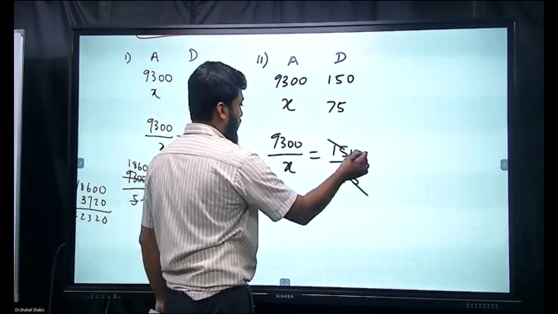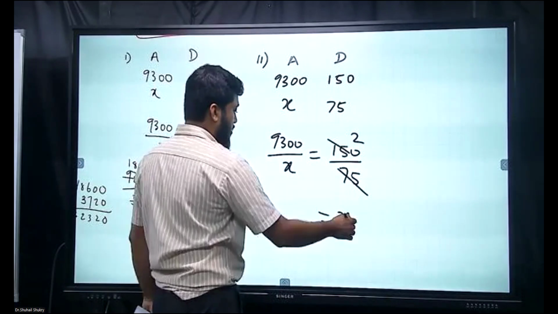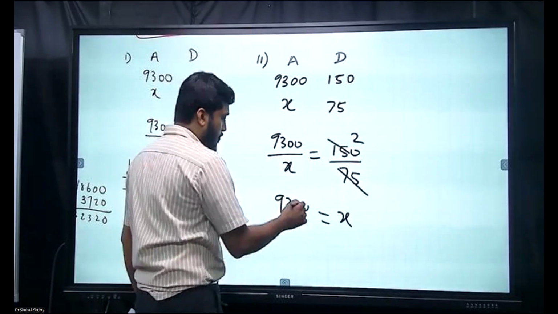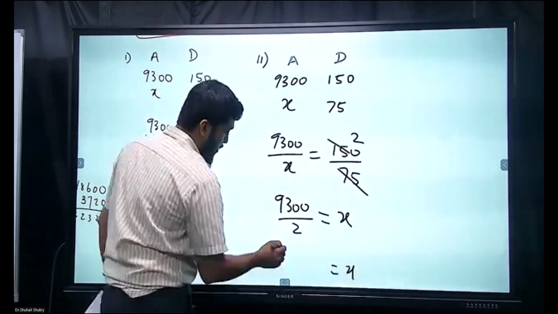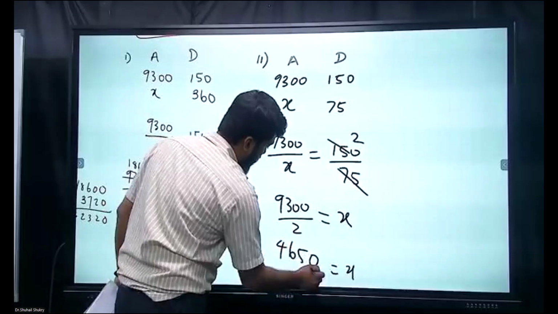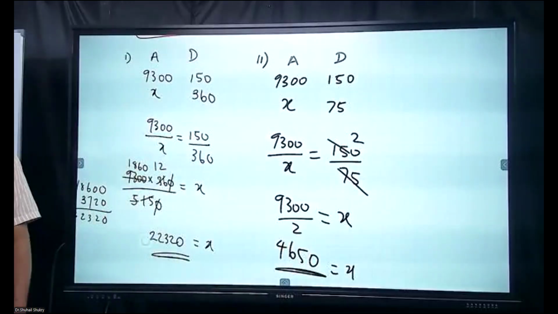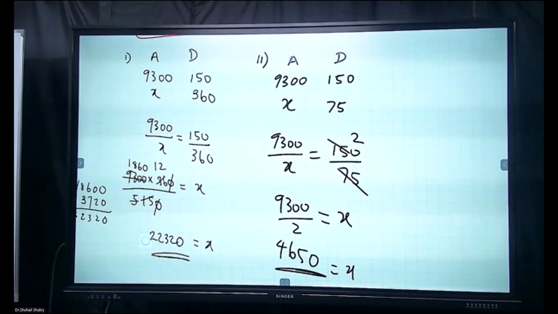You can simplify 75 and 150. Then the x to this side, 9,300, the 2 comes down, divide by 2. So x is equal to 4,650. That is the answer. Right? That was the second one.